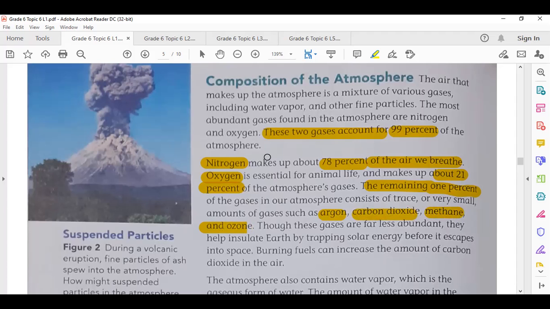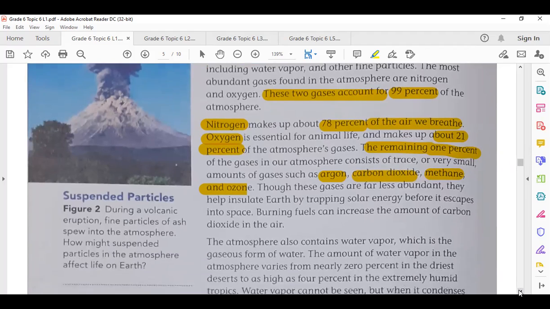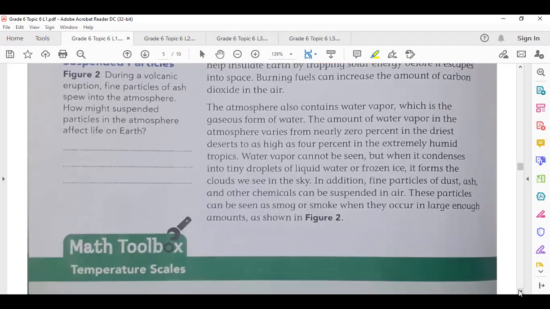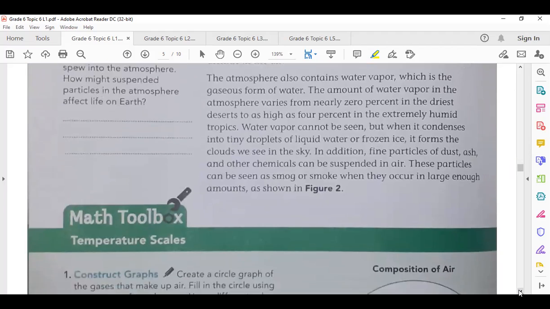It is very important, and at the same time I think it is very clear for you because we mentioned this many times, even in grade 5 and grade 4. Again, 78% of the atmosphere or of the air is nitrogen, 21% oxygen, 1% for other gases. So, okay.